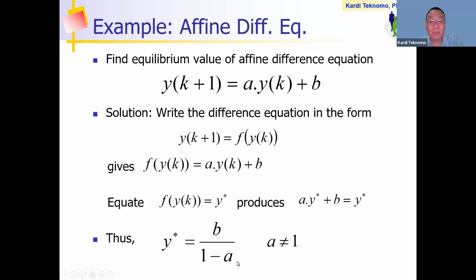So get back to your earlier practice, and then you can see how much the equilibrium value, which is the 2000, is supposed to be. Of course, here a must not be 1. Otherwise, you divide by 0.